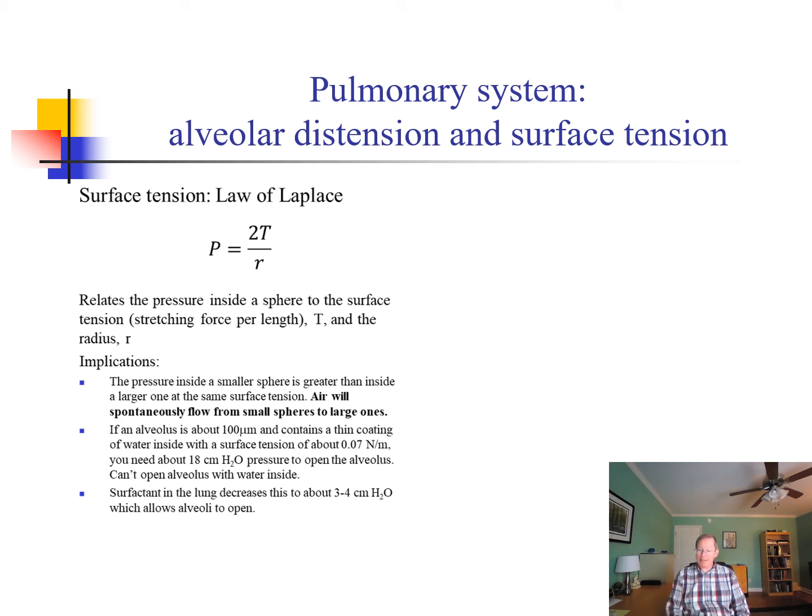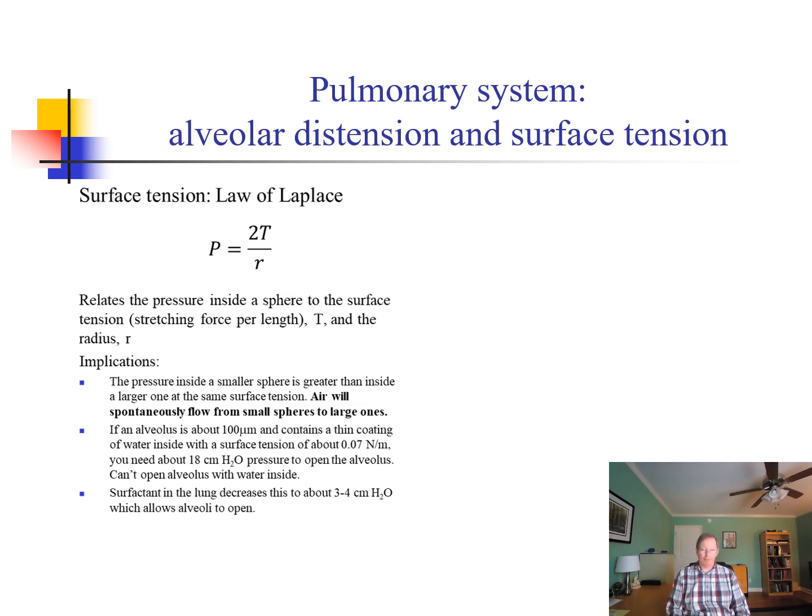What that means is that if you have alveoli of different sizes, air will spontaneously flow from small alveoli to large alveoli. This is a real problem in certain diseases such as emphysema, where the alveolar structure breaks down and you wind up with what are called bulla, which are basically these large collections of alveoli. And what happens is it's very difficult to ventilate the smaller alveoli because the air spontaneously will flow into the large bulla.